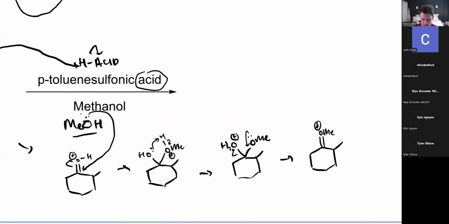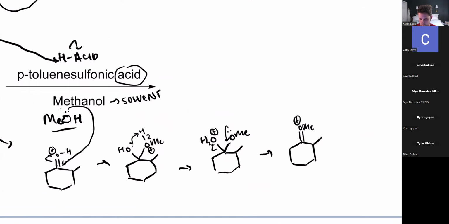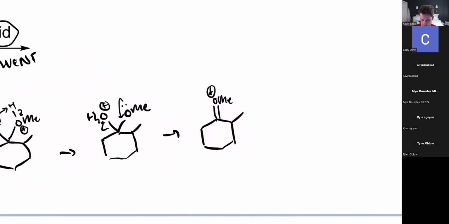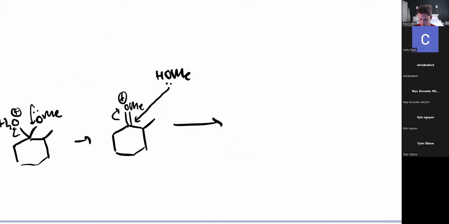So it's implied that this methanol is the solvent. It's implied that there's excess methanol here. This is very common. You'll see this all the time, where that's just implied. It's implied that there's another equivalent and it's going to add in.